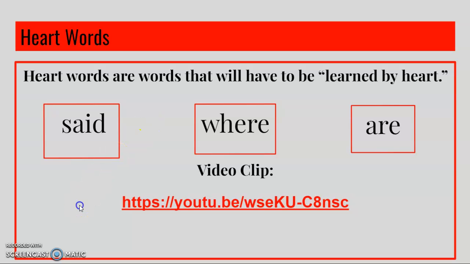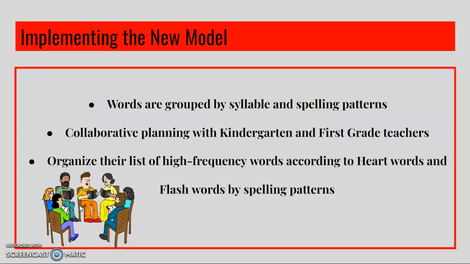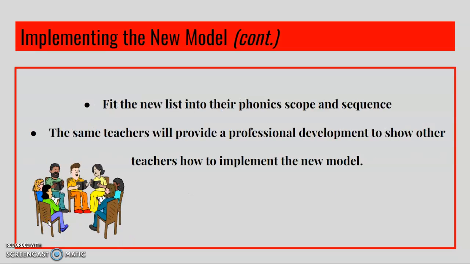Implementing the new model. Words are grouped by syllable and spelling patterns. Collaborative planning with kindergarten and first grade teachers. Organize their list of high frequency words according to the heart words and flash words by their spelling patterns. Next, teachers will fit the new list into their phonics scope and sequence. Then, the same teachers will provide professional development to show other teachers how to implement the new model.